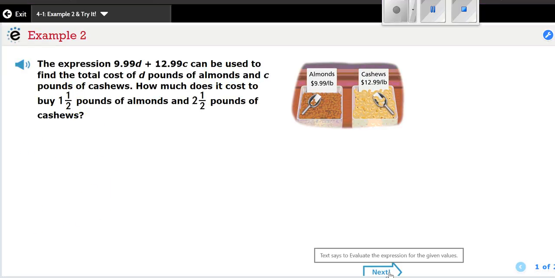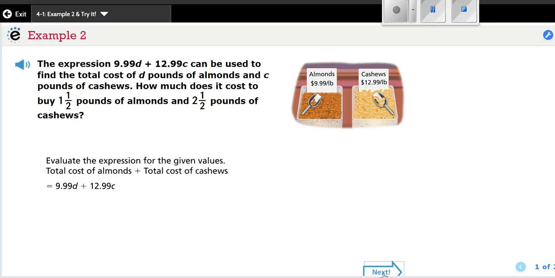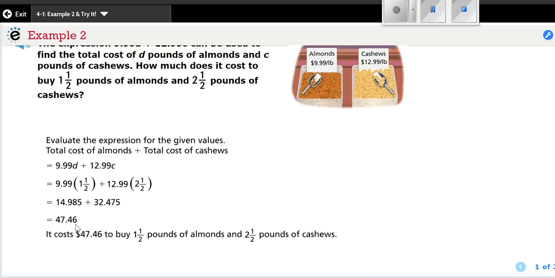With that being said, then we can take the steps to solve this, right? We're looking for the total cost of almonds plus the total cost of cashews. So you're going to use the equation given to you. You're going to plug in the numbers, right? We said D equals 1.5, so we plug that in there. And C equals 2.5, so we plug that in there. And you do your multiplication. All right, this times this and this times this, which you get these wonderful numbers, right? And add those together and round up to the nearest cent because no one wants to lose money, right? And so you have that problem there.